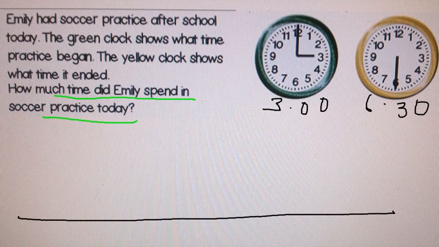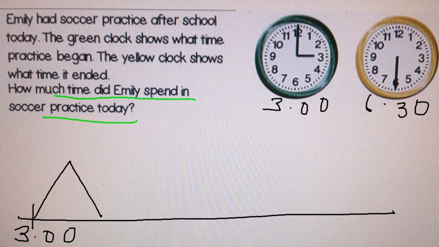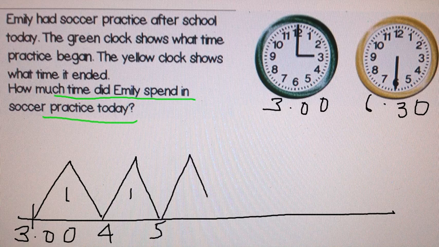And I'll indicate the start time, which is 3 o'clock. I will draw 1 hour intervals by using a mountain until I reach 6 o'clock. So let's do it together. 3, 1 hour will be 4. Another mountain to represent 1 hour will be 5. Another mountain to represent an hour, which will be 6.